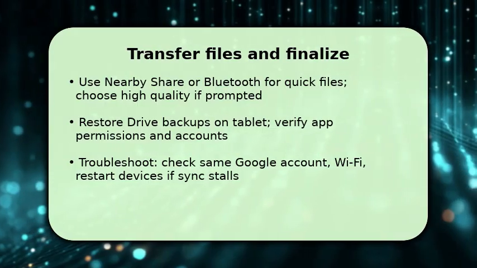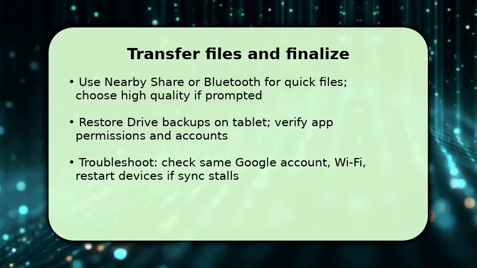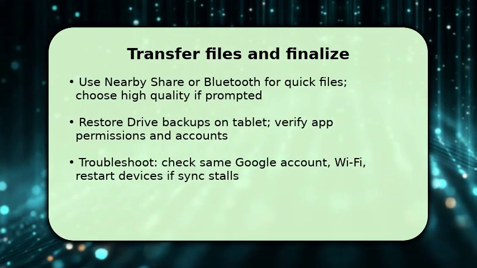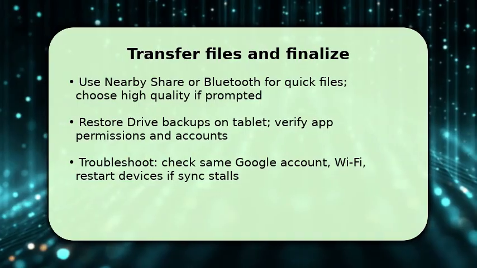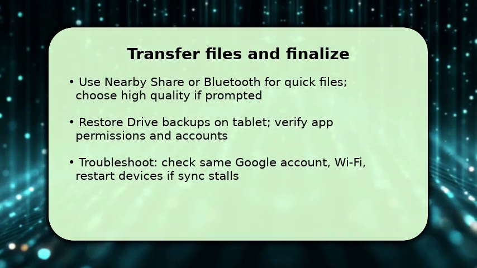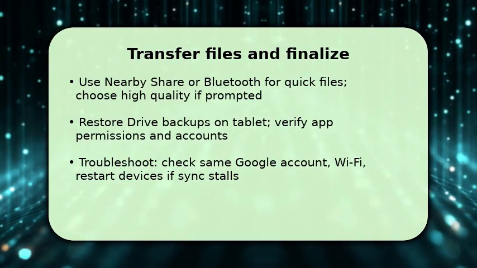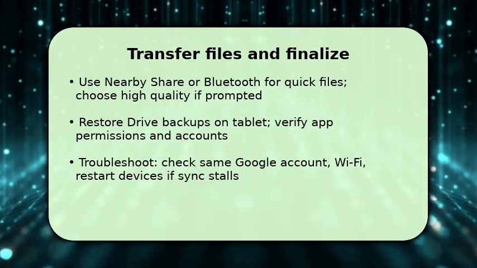Once everything is in place, verify permissions and test key functions like notifications and messages. If things go wrong, first confirm both use the same Google account and Wi-Fi. Then restart devices and retry the specific step.